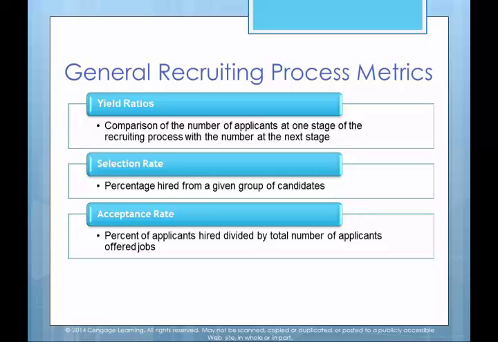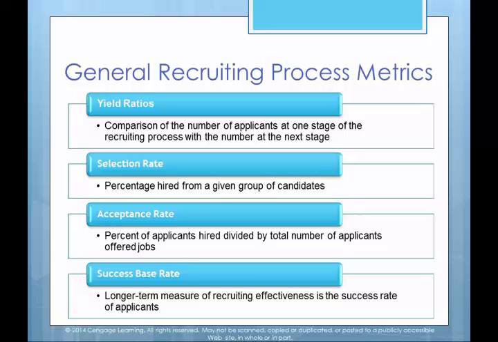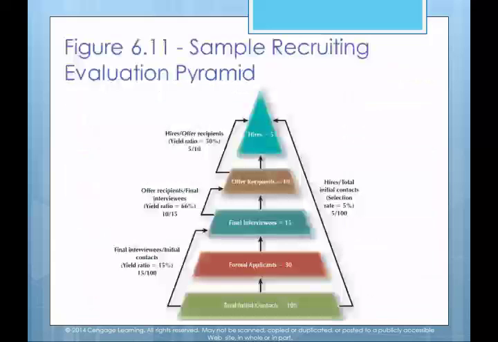Selection rate is the percentage hired from a given group of candidates. And then the acceptance rate, obviously, the percent of applicants hired divided by the total number of applicants offered the job. And then the success-based rate, longer-term measure for recruiting effectiveness, is the success rate of applicants. And that can be seen by really their performance and other things, how well they've done through the organization. This is the chart I was talking about, and this gives you a great example of the different metrics. Obviously, the yield ratios in each category. It is really a terrific slide.